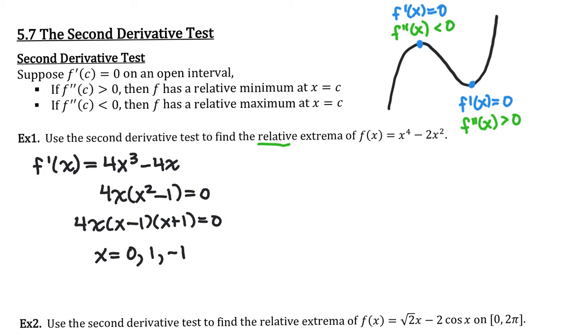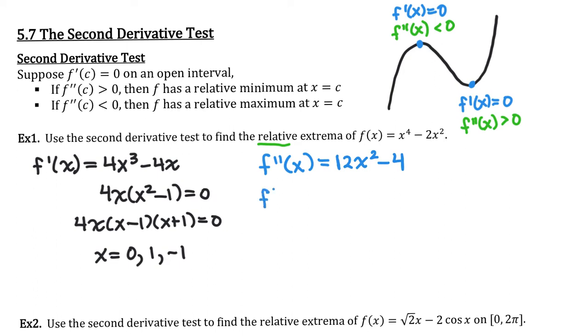Now I'm going to calculate the second derivative, so I can use the second derivative to determine which of these are relative minimums and which are relative maximums. Okay, the second derivative is the derivative of the first derivative. So let's look at this. This is now 12x squared minus 4.